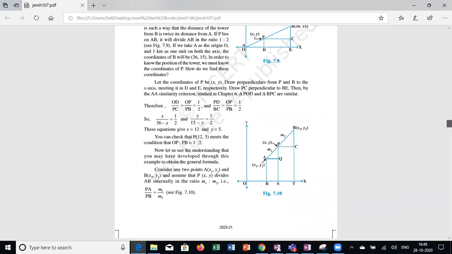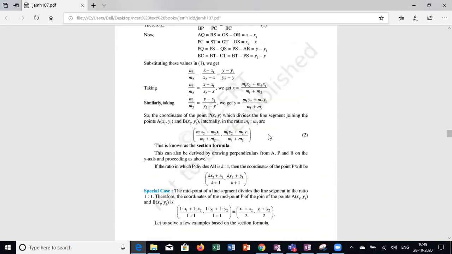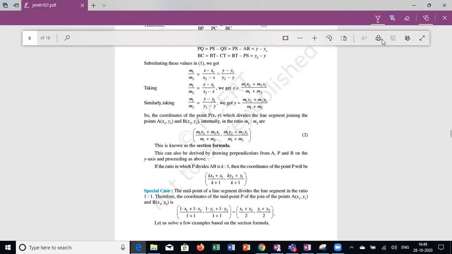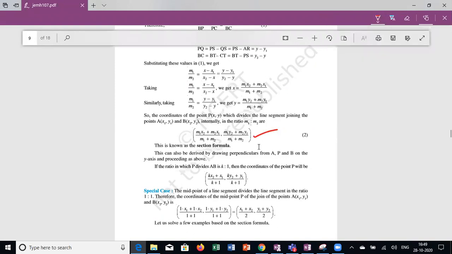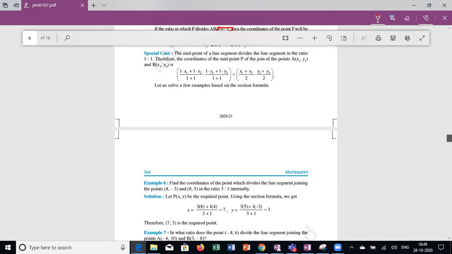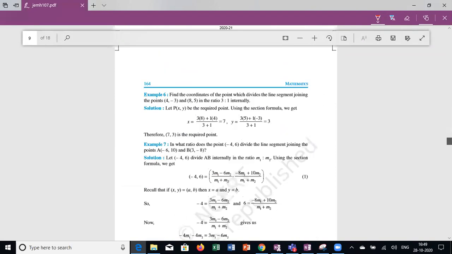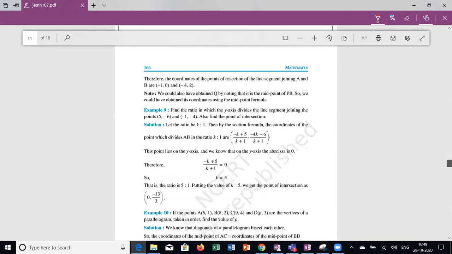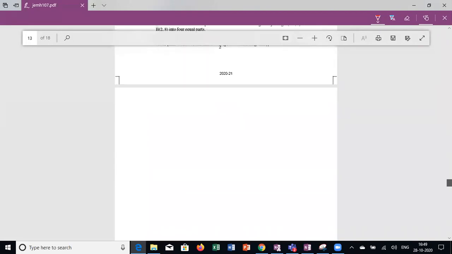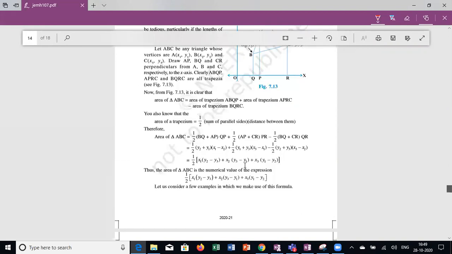So one is the section formula. In the section formula, we already did internally and externally. The internal formula, and if the ratio is k is to 1, that means m is equal to k, n is equal to 1. This is the particular case, and an external formula also they gave. Based on this, there are different questions. We'll see one or two questions now. And after this, the area of the triangle: how to calculate the area of the triangle?